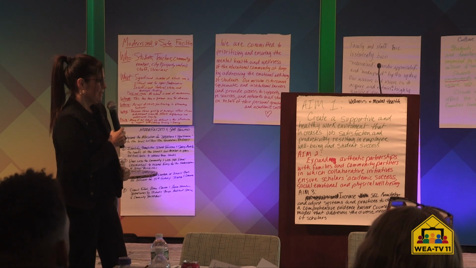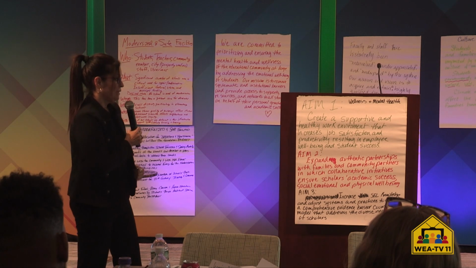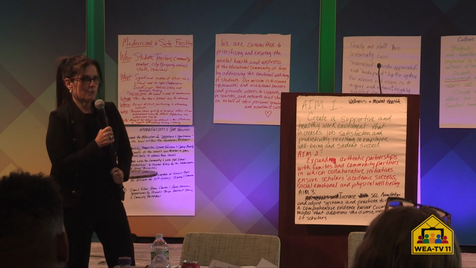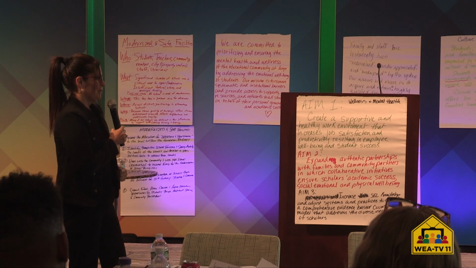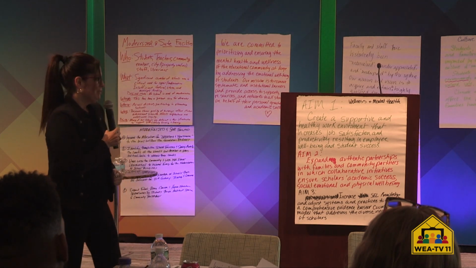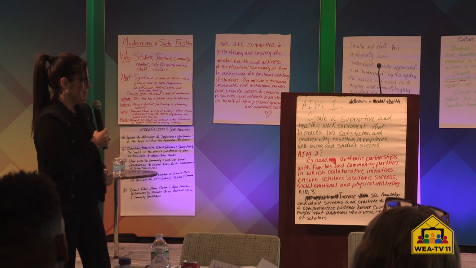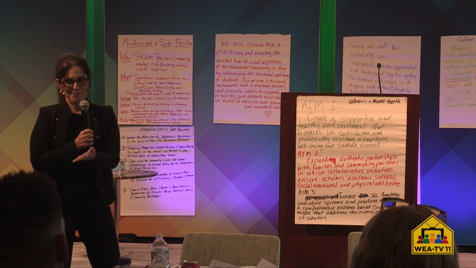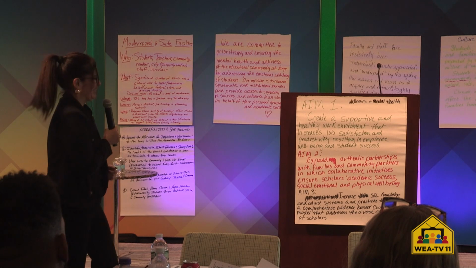Our aim 2, expand authentic partnerships. We have developed many amazing community partnerships. So we want to expand authentic partnerships with families and community partners in which collaborative initiatives ensure scholars' academic success, social, emotional, and physical well-being. We added that based on your comment. Thank you very much, by the way.